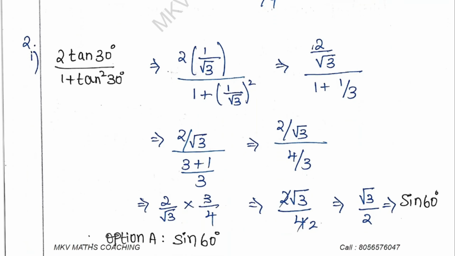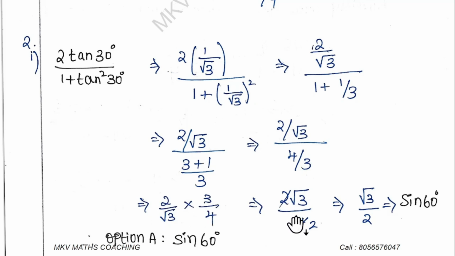Let's begin the second Roman numeral, first question: 2 tan 30 by 1 plus tan square 30. Just substitute the values of tan 30, which is 1 by root 3, so 2 by root 3, and tan square 30 is 1 by 3. Cross multiplying, 1 plus 1 by 3 is 4 by 3. So it is 2 by root 3 into 3 by 4.